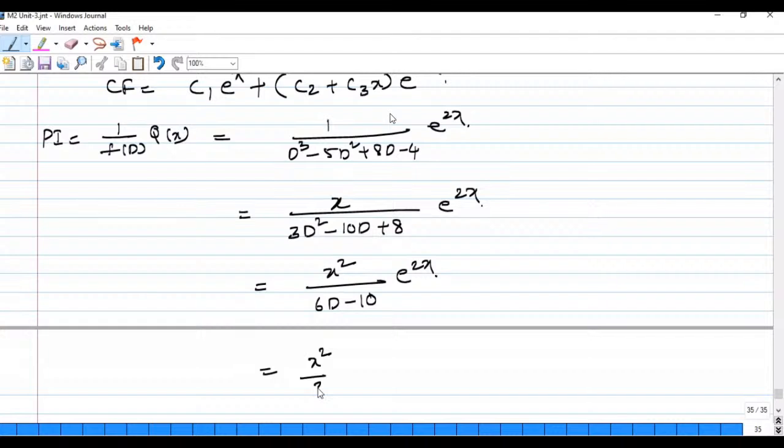Therefore, the complete solution y equals complementary function plus particular integral. The complementary function is c1 e power x plus (c2 plus c3 x) into e power 2x, plus the particular integral x square by 2 e power 2x.